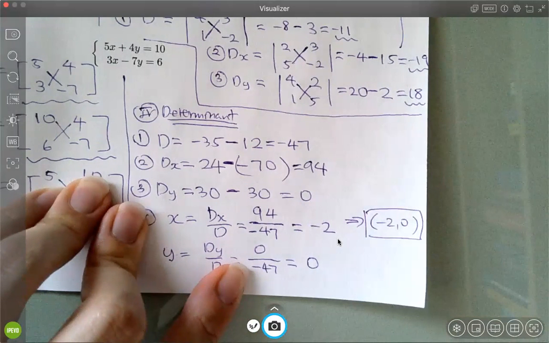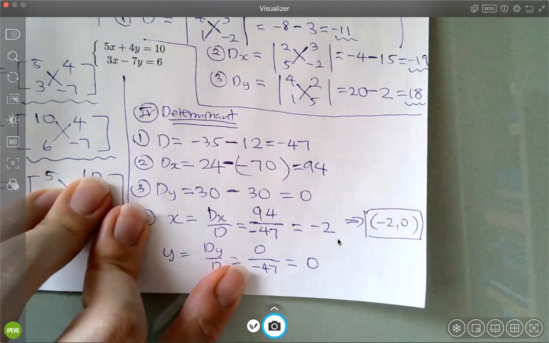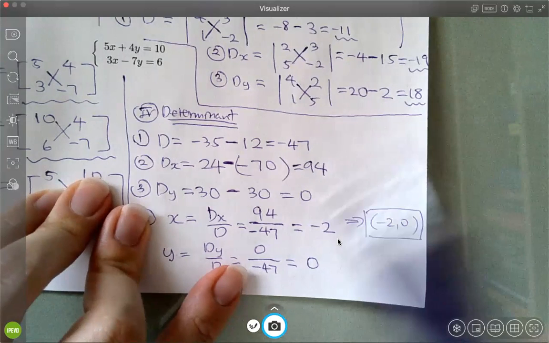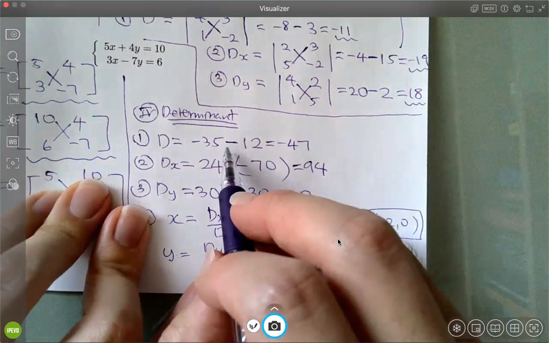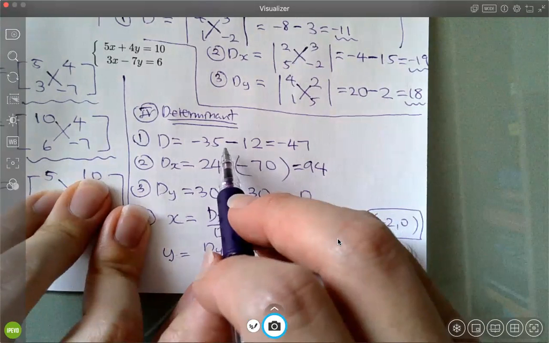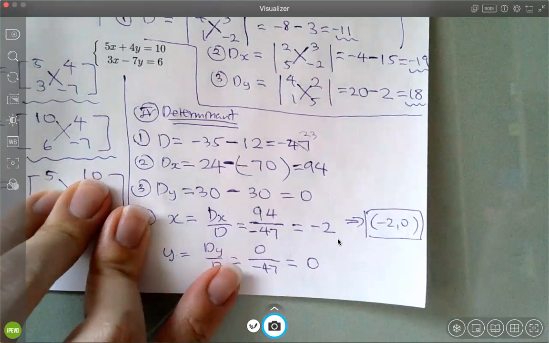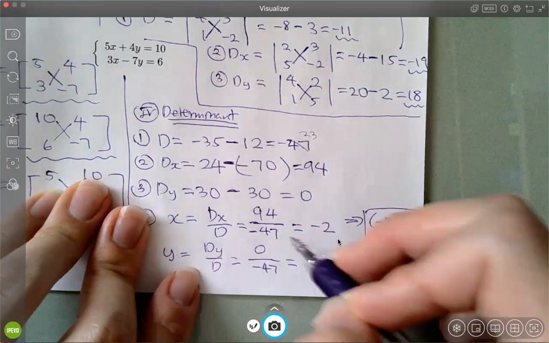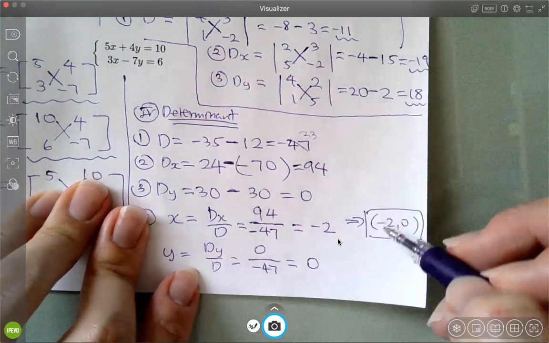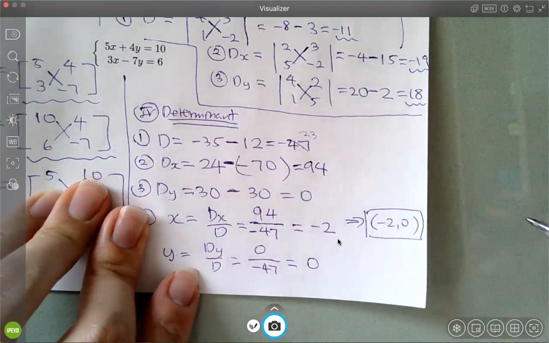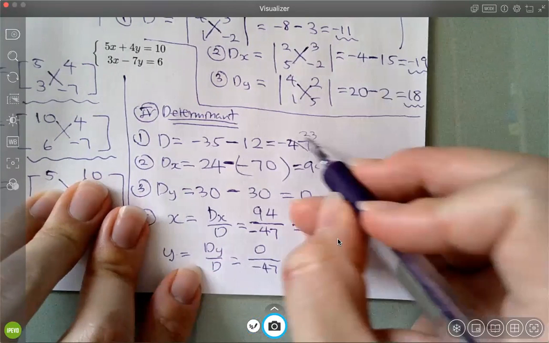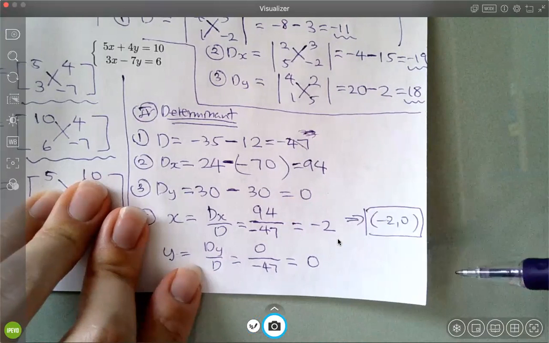Okay, so again, what's bad about these Cramer's rules is if you get a sign mistake on D, guess what will happen? Suppose you got like negative 23 or something like that. Then what's going to happen? Your X will be wrong, your Y will be wrong, and your answer will be wrong. So everything will fall apart, which is normal in math, right? Okay, so be very careful with algebra mistakes.